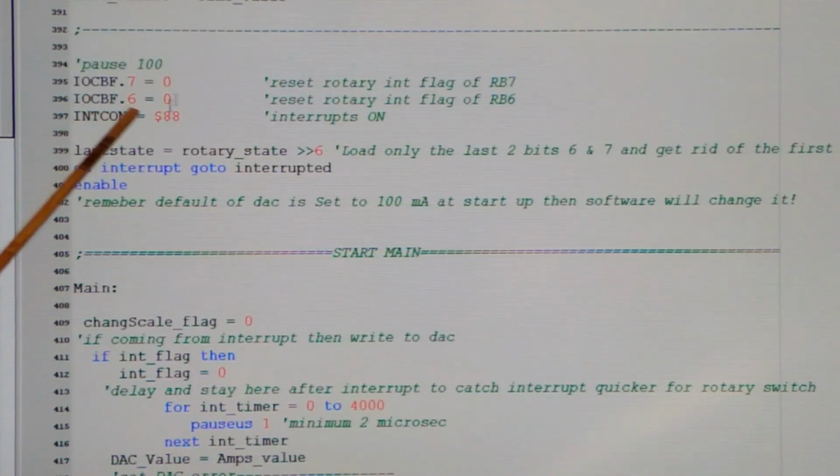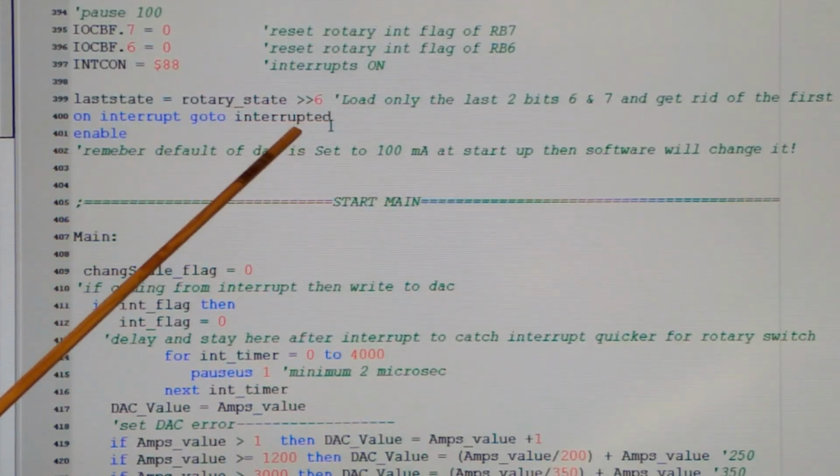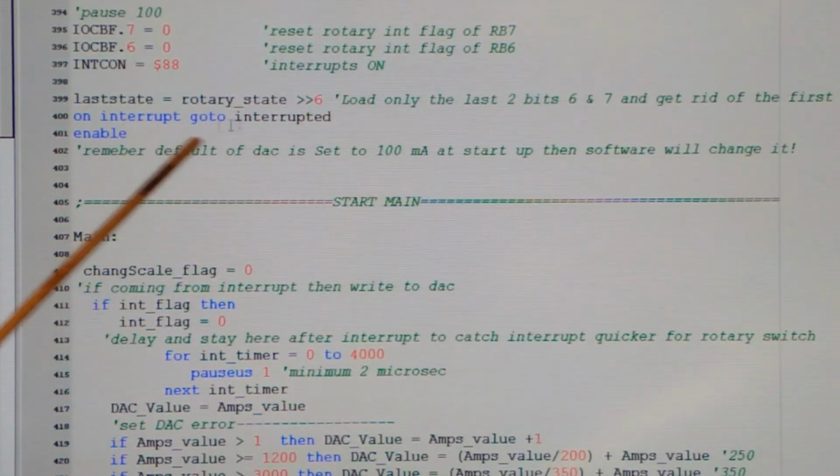This has got to do with the interrupts, INTCON and all that. So then the code starts over here. On interrupt, go to interrupted. This is the compiler of the system, PIC Basic Pro, here.